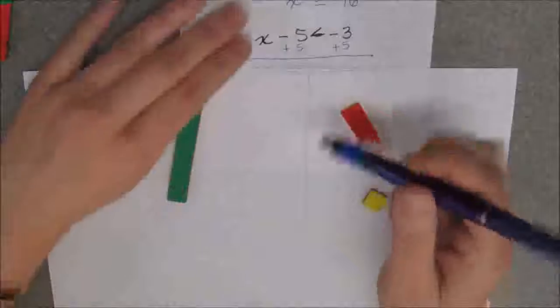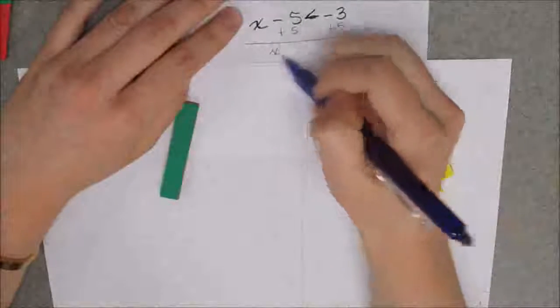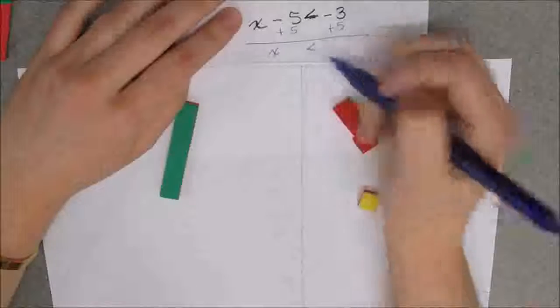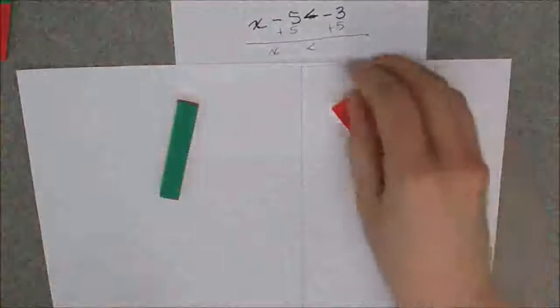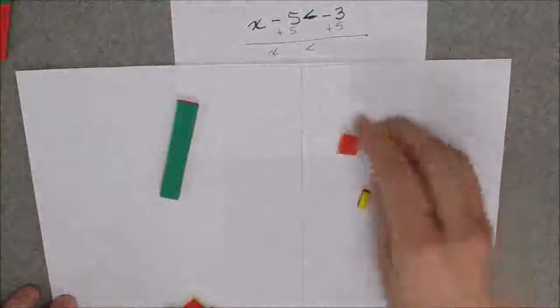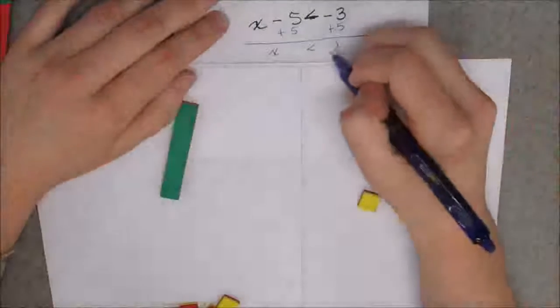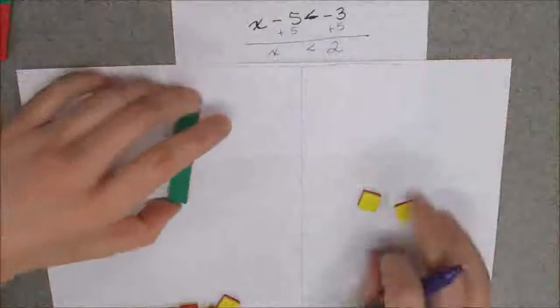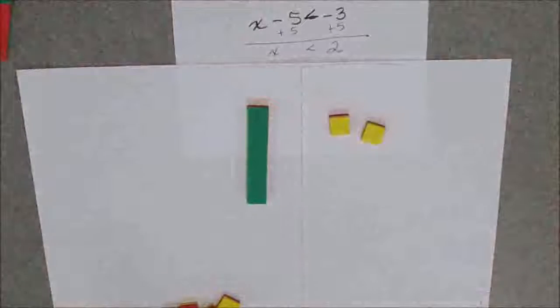That leaves me with x all by itself is less than, let's remove our zero pairs on the right hand side, 1 zero pair, 2 zero pairs, 3 zero pairs, and I'm left with positive 2. So x is less than positive 2.